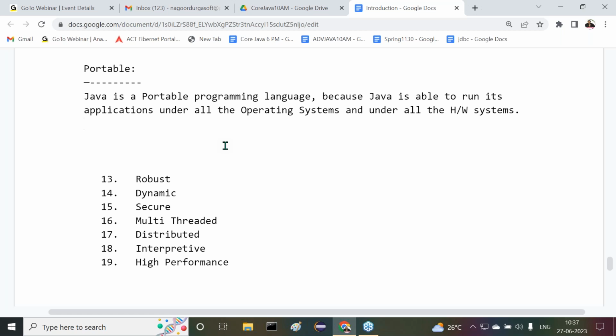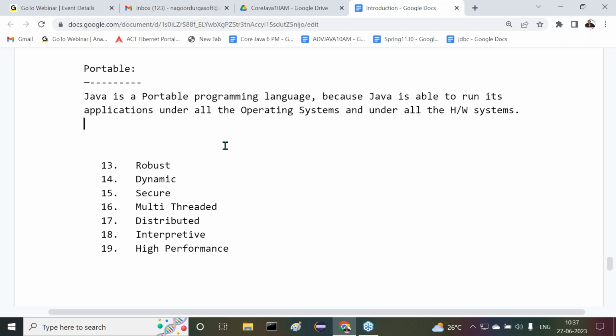But in the case of Java, what happened? Memory allocation for the primitive data types is fixed or variable? It is fixed. We can use any operating system, any hardware system, whatever it may be. But its memory allocation is fixed in the case of Java. So because of this reason also, we can conclude that Java is a more portable programming language. Right, sir. Leave this point here.